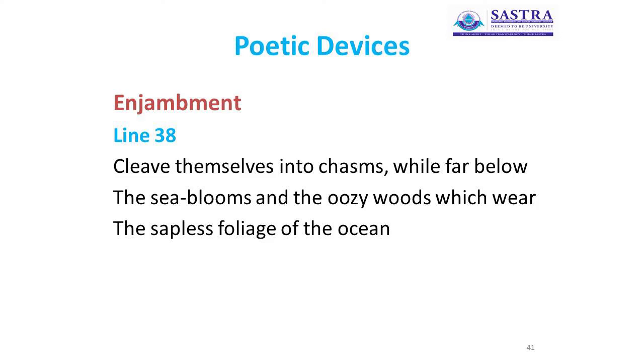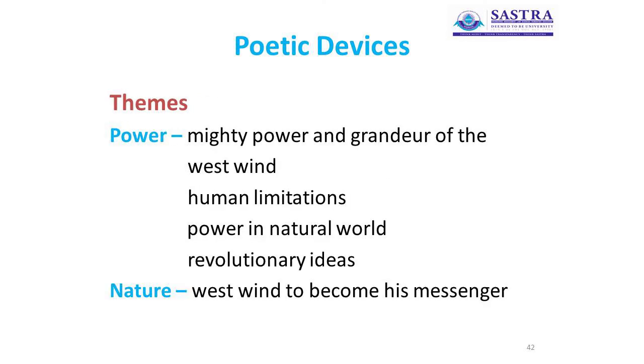So far we have discussed all the poetic devices Shelley has used in this poem. Now let me deal with the various themes we can see in this poem. The first theme is naturally power. He is visualizing the west wind as a mighty power. He is also talking about human limitations. Humans have, as in the natural world, certain things which come to an end. So the major theme of this poem is power, both in the natural world as well as in human life.